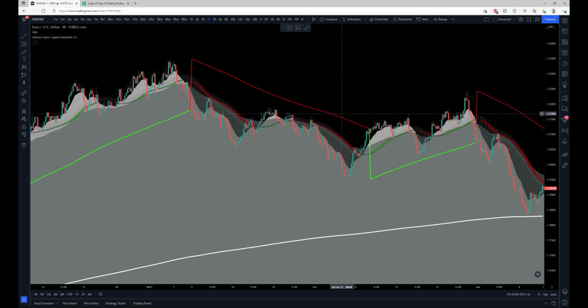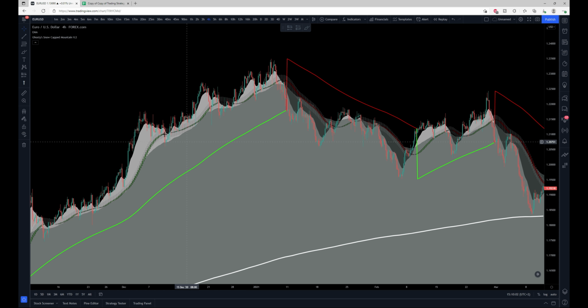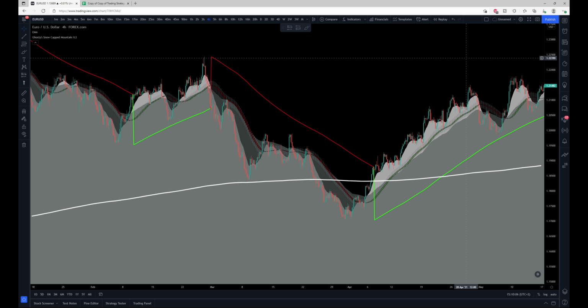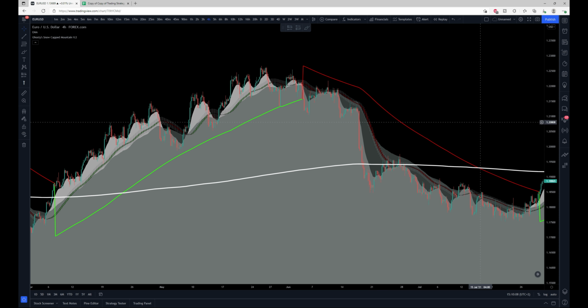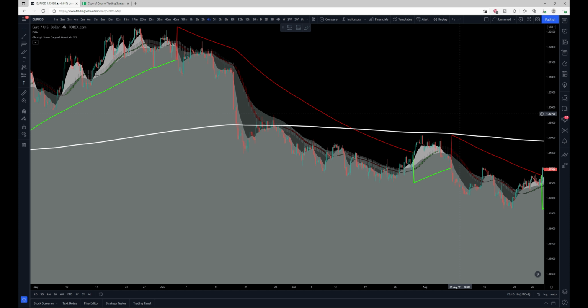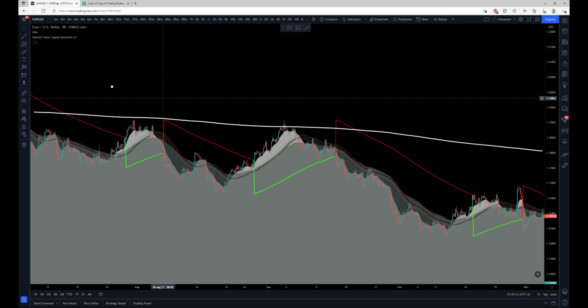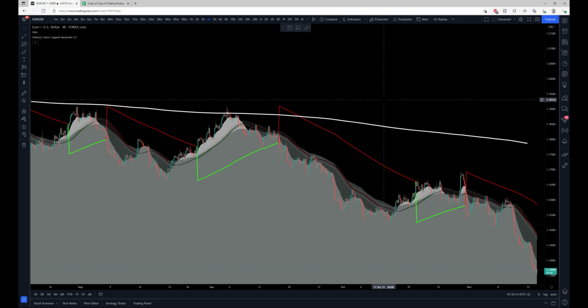So yeah, that's how I'd recommend using it. You can, of course, use hidden divergence, regular divergence, multi-time frame analysis. You can add in all sorts of things with it, but on its own, don't use it as an entry signal. All right. So now let's go to the strategy ranking spreadsheet, see where this one falls.